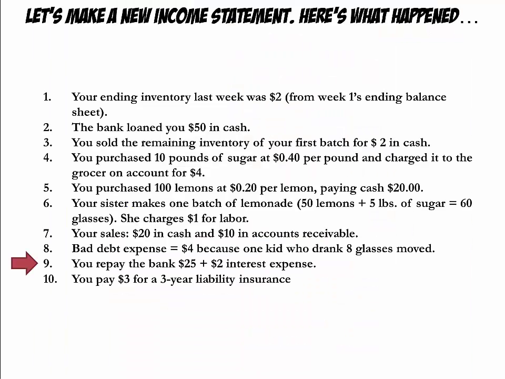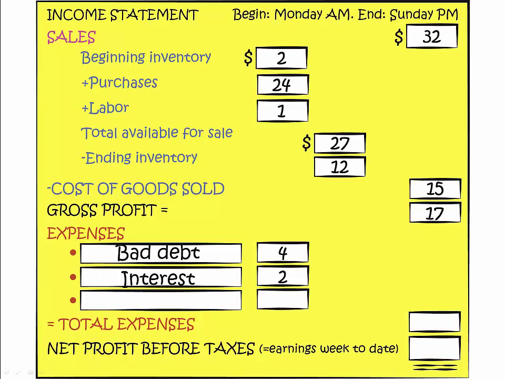You then repaid the bank half of the loan, and the banker told you that you had to pay $2 in interest. The cost of paying the loan principal is not reflected on the income statement. It is not an expense. It was something that was given to you to use, and now that you no longer need it, you simply returned it. The net effect was zero.